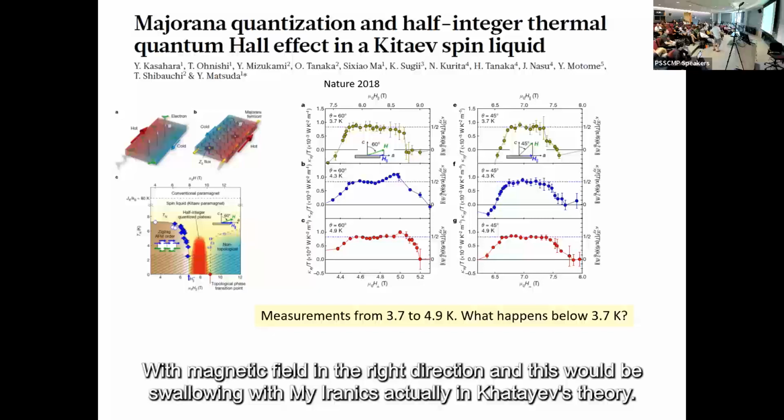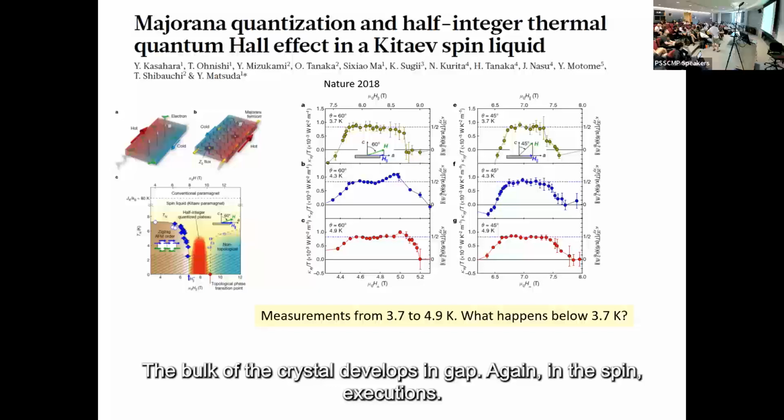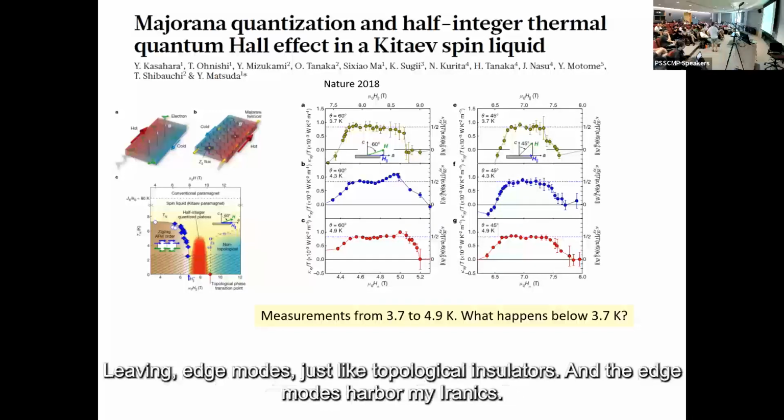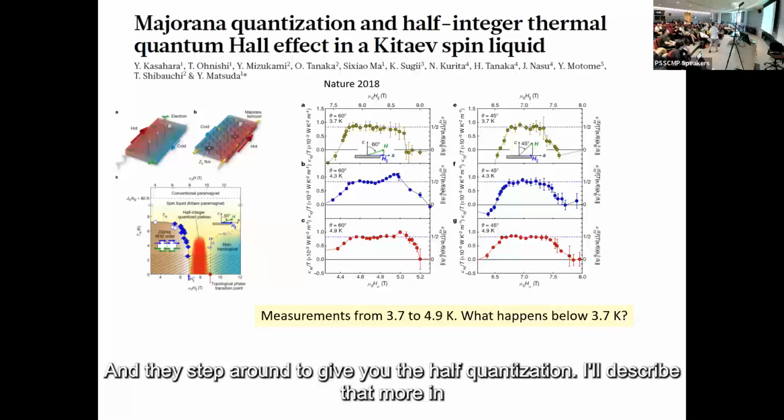Actually, in Kitaev's theory, the bulk of the crystal develops a gap in the spin excitations. The spin excitations actually mimic Dirac cones, and the cones develop a gap in the bulk, leaving edge modes, just like the topological insulators. And the edge modes harbor Majoranas, and they zip around to give you the half quantization. I'll describe that more in a minute as we go along.